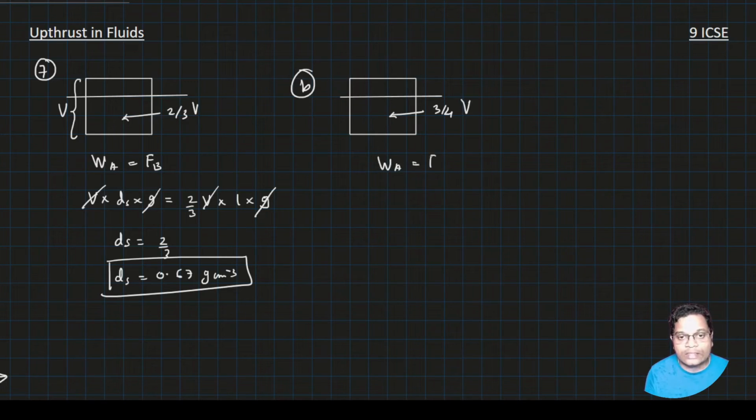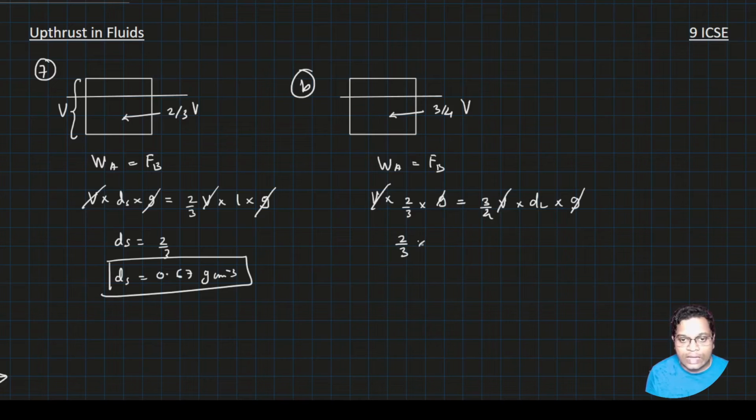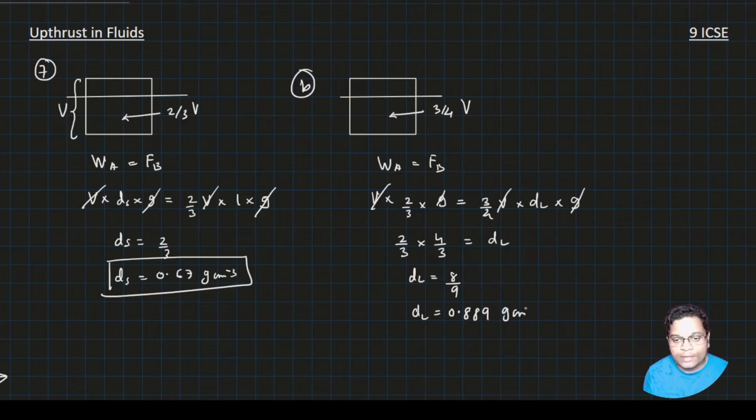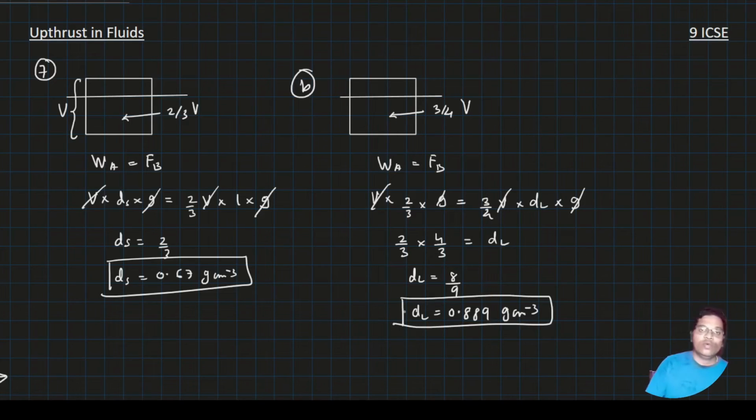Again, weight in air is equal to the upthrust, and weight in air is the total volume times density, which we got as 2 by 3, and this is g. So this is 3/4 of the volume times density of oil into g. So this gets cancelled, 2 by 3 times 4 by 3, that is density of oil. Here we get density of oil as 8 by 9, that will be 0.889 gram per centimeter cube. So this is how we get the density of oil. Moving to the next question.